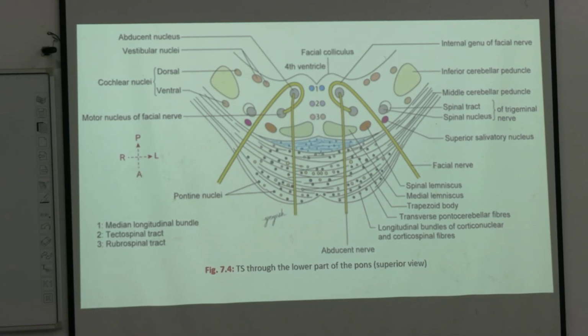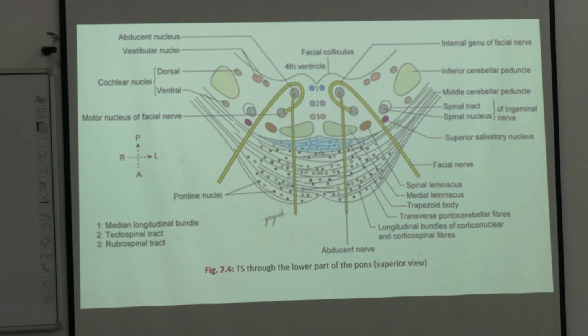Now, other than these nuclei, there are several others. This purple one we call the salivatory nucleus. The superior salivatory nucleus, along with the lacrimal nucleus, joins the facial nerve and forms the nerve we call the chorda tympani, which is going to supply the lacrimal gland, salivary gland, etc. So, this is how these nerves and nuclei are present.